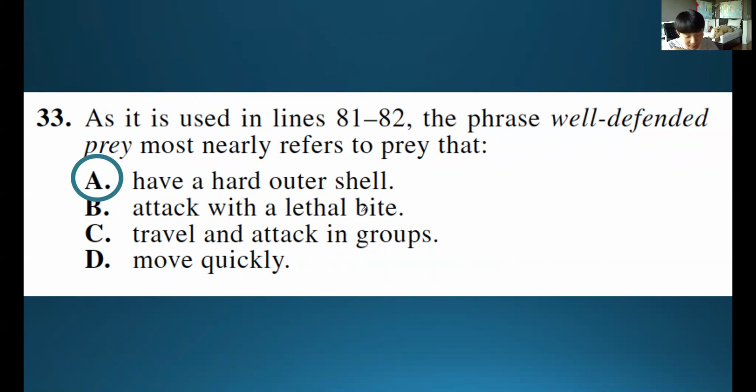Well-defended prey, well, they're using these jaws, and these jaws hurt, but it's saying the only reason they have to have these jaws is because a lot of prey has a hard outer shell, so these jaws can't really affect those prey. But that's why their jaws evolved to be so advanced, because they refer to prey that has a hard outer shell, that they have to defeat. Lethal bites, attacking groups, move quickly. All of these are characteristics of the ants. This is really tricky too. These are characteristics of the ants, not of the prey.